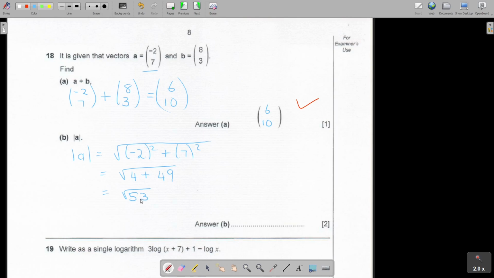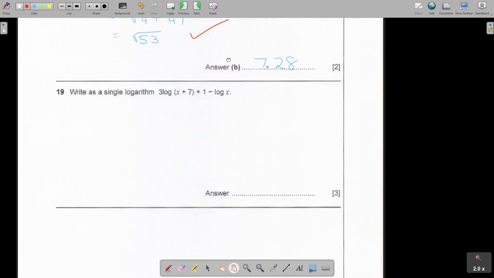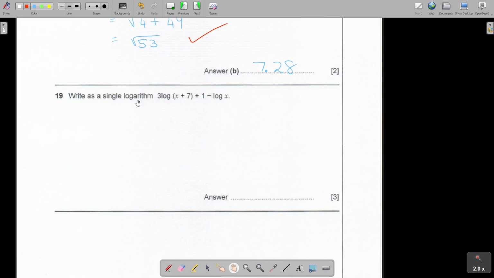You could have left it like that, or you could have pressed it on your calculator, correct to three significant figures, 7.28. Just want to make double sure. Yes, they said you can either write it to them in this form, or you could have written it to three significant figures. Okay, and it was 2 marks, so the other mark you would have gotten for putting it there, that method mark.